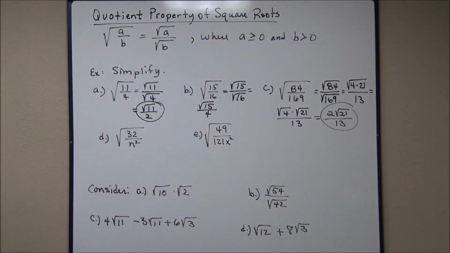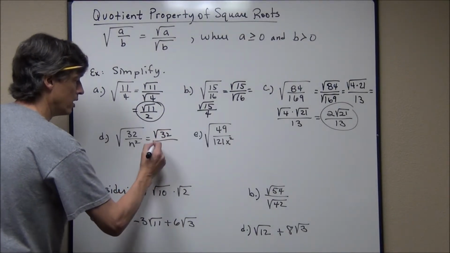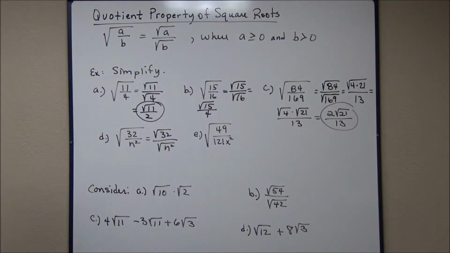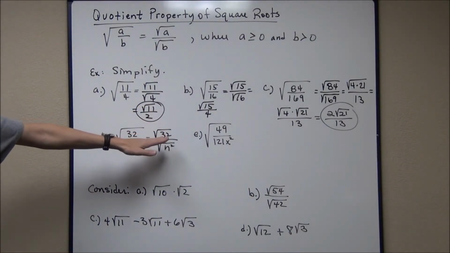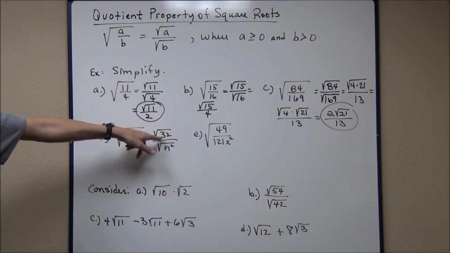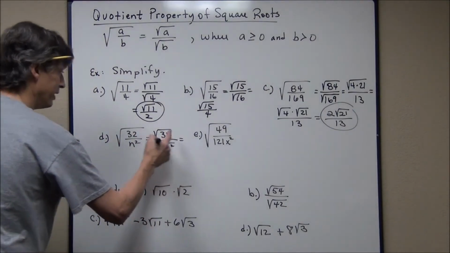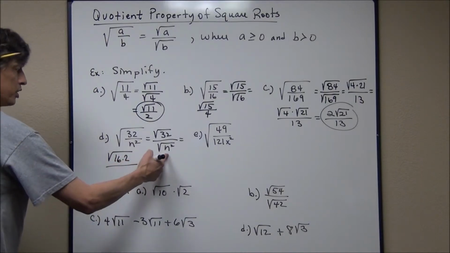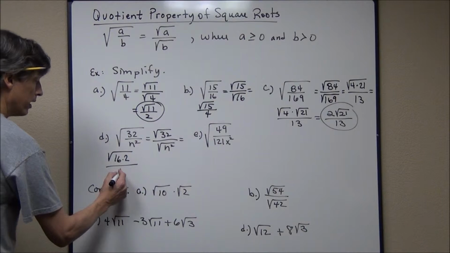This is a little bit like that, in that this is equal to the square root of 32 all over the square root of n squared. Now the square root of 32 is not in simplest form. It's in the numerator. That's okay to have a radical in the numerator. It's not okay for here. But I know that 4 divides into 32 as well as 16. So what I'm going to do is I'm going to rewrite this numerator as the square root of 16 times 2. The square root of n squared, since we know n is a positive number, is n.